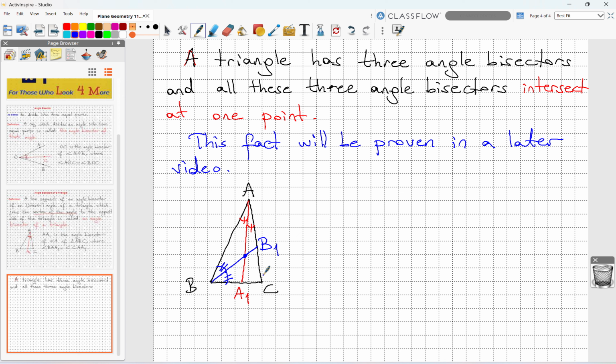Because if we don't prove it, or if we don't know this fact, we may assume that this angle bisector of the angle C passes through a different point like that, but it does not. It also passes through that point, and that's why all three angle bisectors intersect at one point, C1. So this angle is equal to that angle. Okay, but I repeat, we will prove it in a different video.